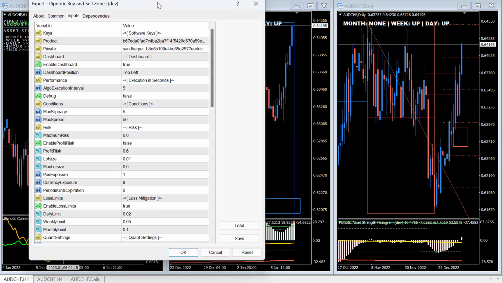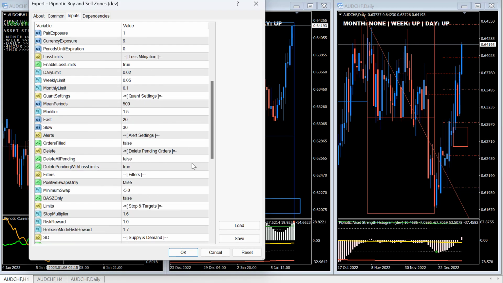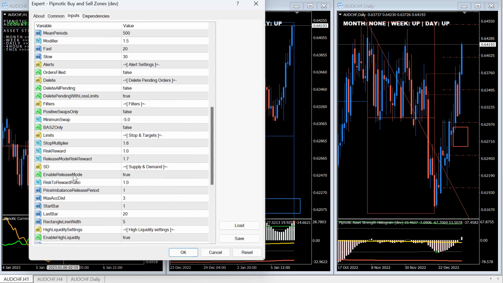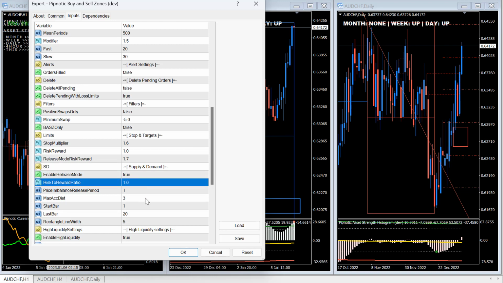If you go into the settings, everything is more or less the same. But if you go down here, there's a setting called enable release mode. When it's set to false, it'll do the exact same thing as it did prior to this update. If you set it to true, then it will do things differently.